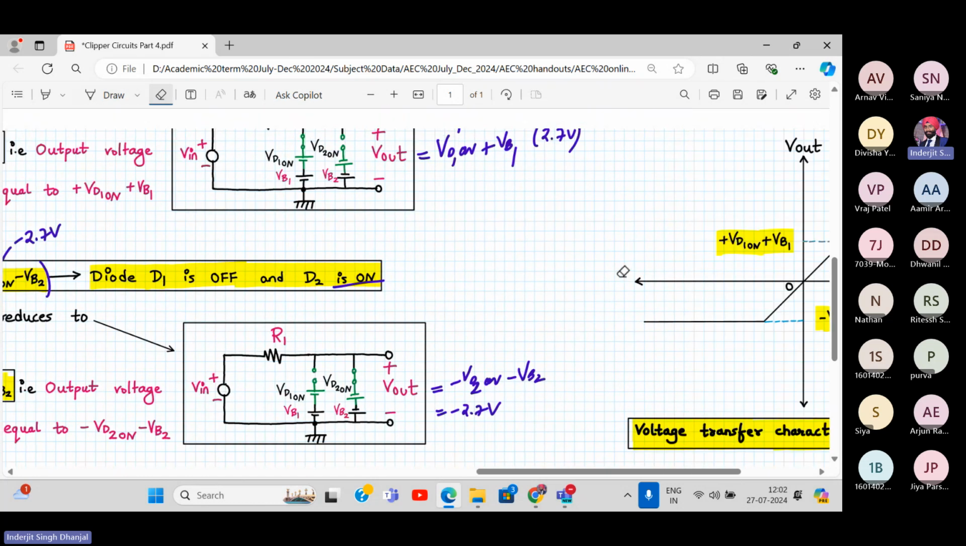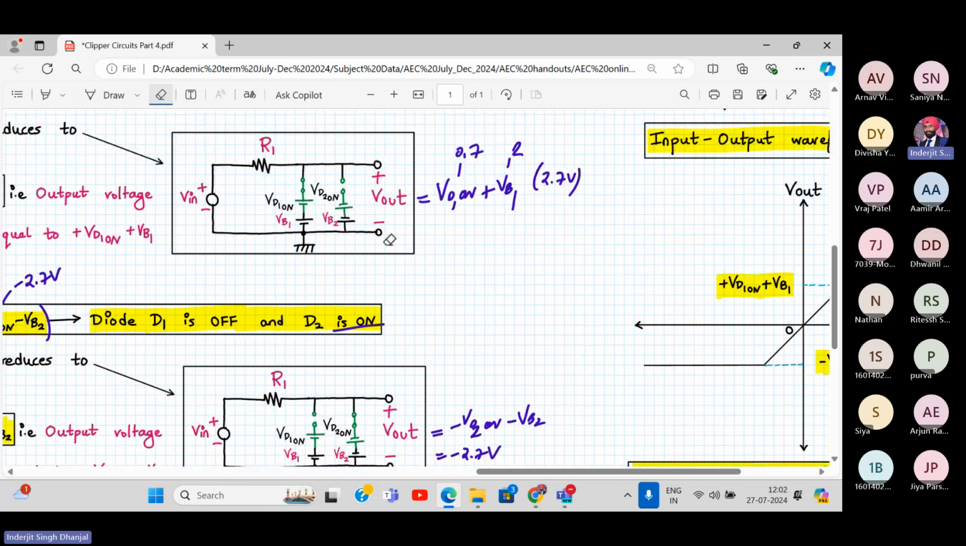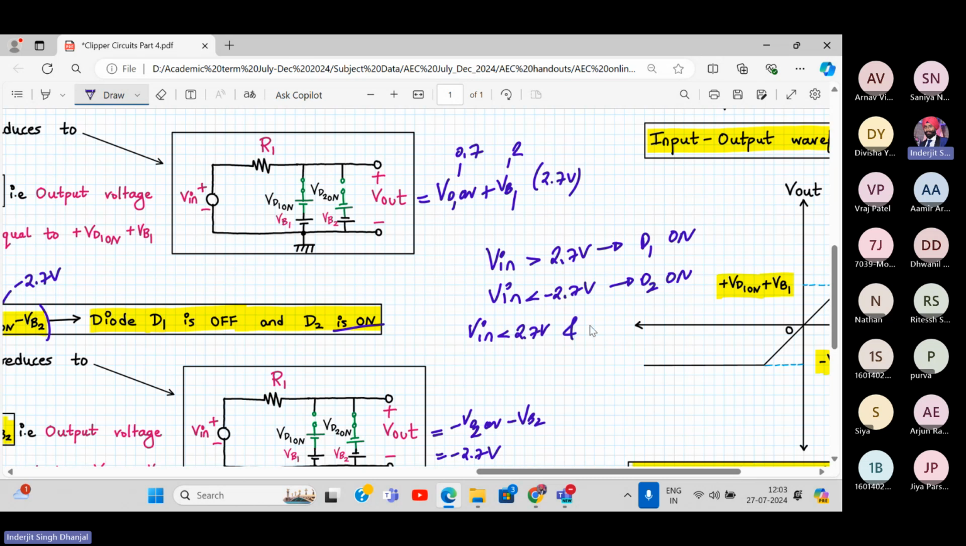If Vin is greater than 2.7 volts, my diode D1 is on. If Vin is less than minus 2.7 volts, my diode D2 is on. And if Vin is less than 2.7 volts and Vin is greater than minus 2.7 volts, my diodes D1 and D2 are off.